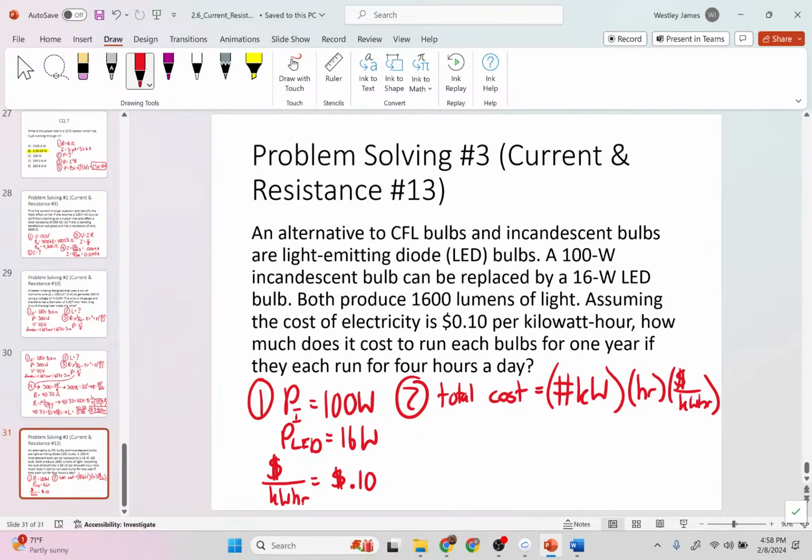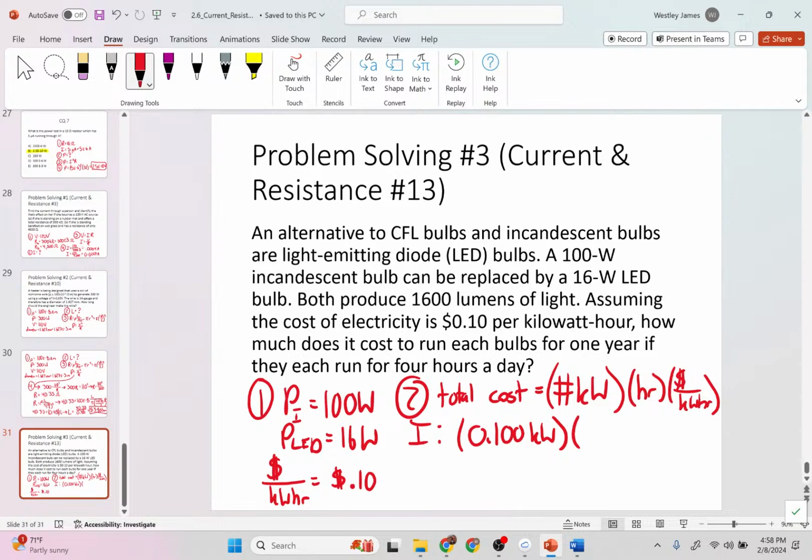Let's do it for the incandescent. We'll just put I for incandescent. So the incandescent bulb uses 0.1 kilowatts. So I converted 100 watts to kilowatts. If this makes it easier to see, it's 100 times 10 to the minus 3. No, I hate that. We're just going to go with 0.100. That's how many kilowatts.